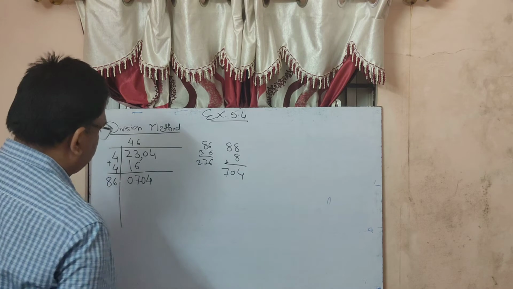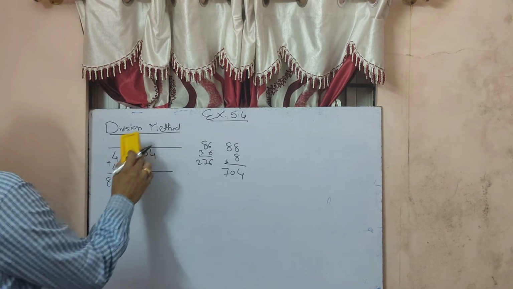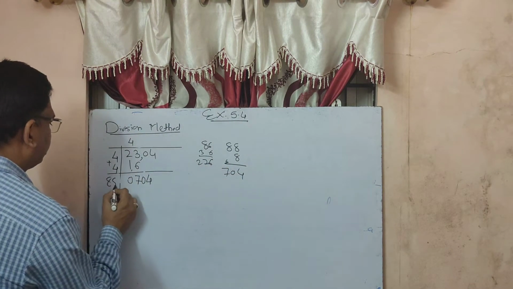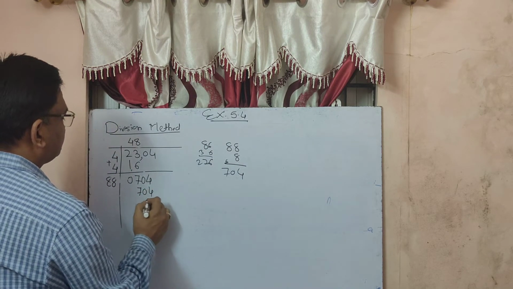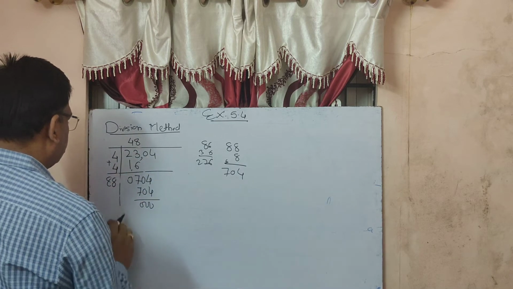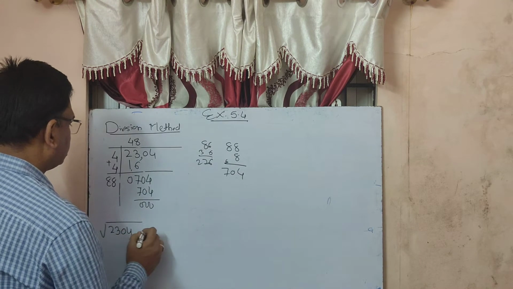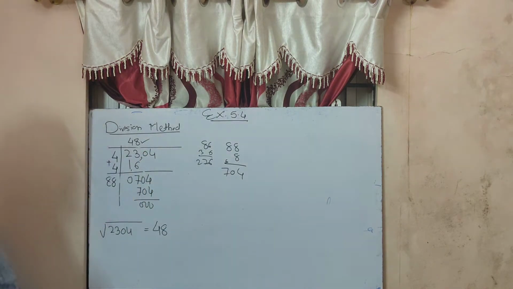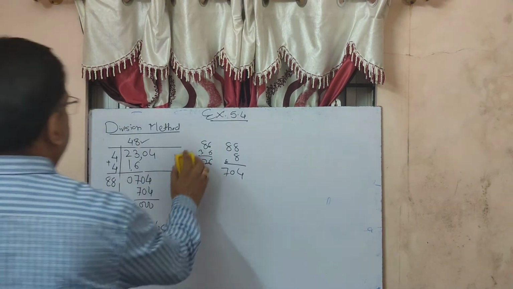So you get it. You just have to try and you will get the answer. Here you have to write 8, and again you have to write 8 here. So 88 into 8 is 704, and you will get 0. Therefore, the square root of 2304 is how much? 48. So this is how to find it through the division method.